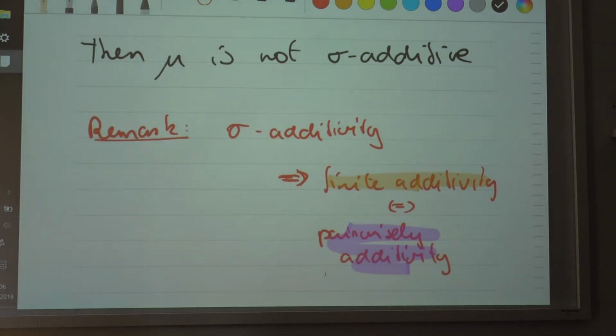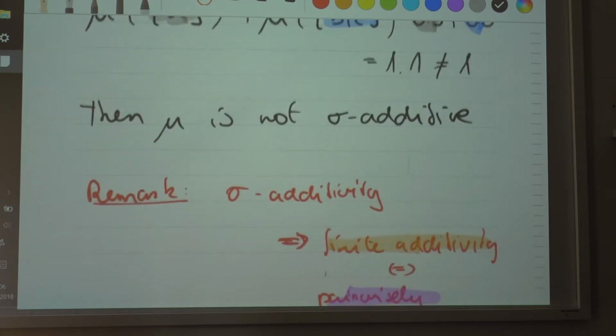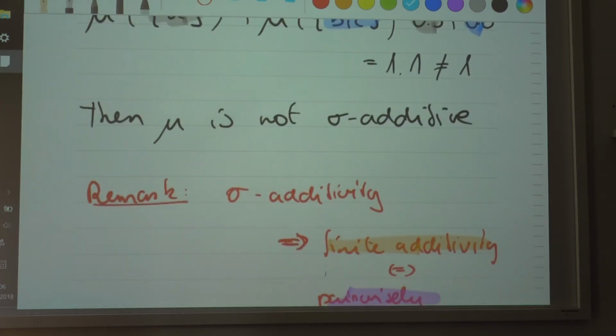So finite additivity is necessary but not sufficient for sigma additivity. If a function is not finitely additive, then it cannot be sigma additive. But if it's sigma additive, then it's always finitely additive. Always. All right. You understand? Okay. Good.